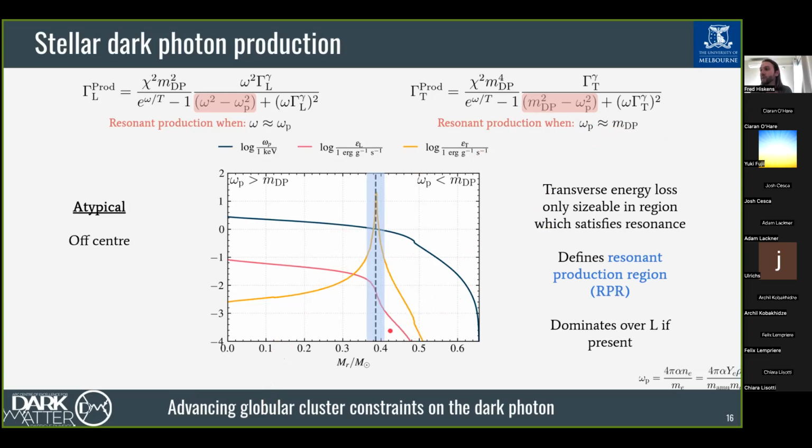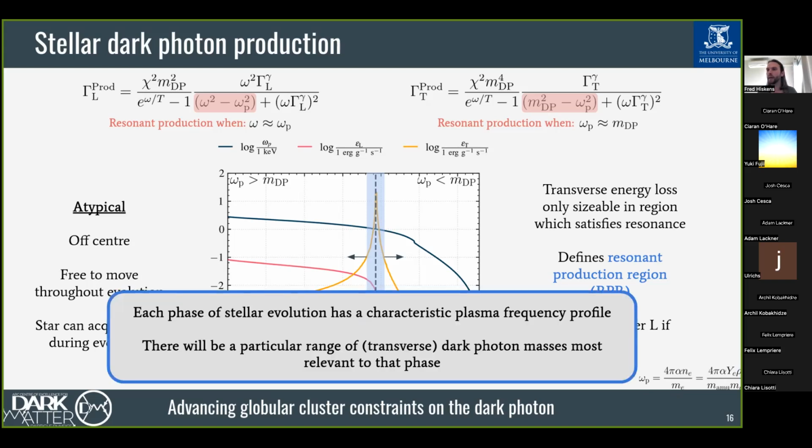First of all, the peak is off-center. Also, this resonant production region will be free to move throughout the evolution of the star as the plasma frequency profile of the star changes. What this means is that the star could start off not necessarily having one of these resonant production regions, but then acquire one throughout its evolution. And because each phase of stellar evolution has a characteristic plasma frequency profile, there will be a particular range of dark photon masses which make transverse energy loss most relevant for that phase.